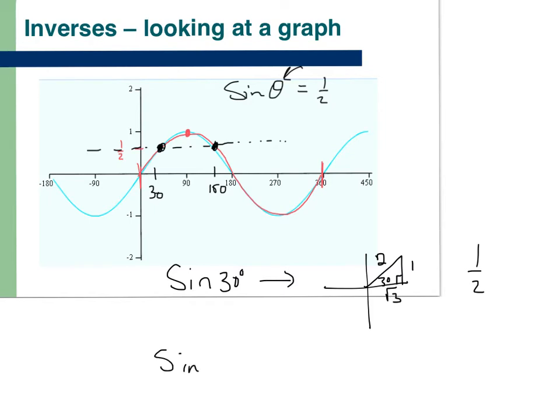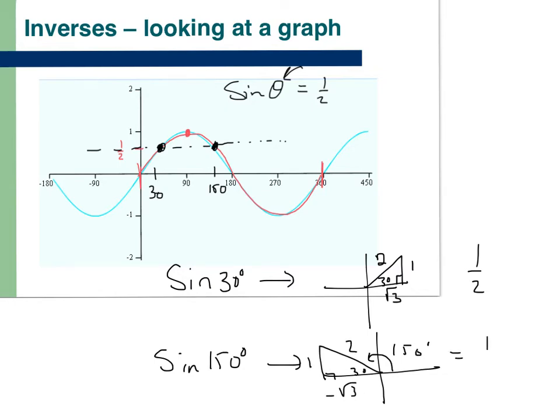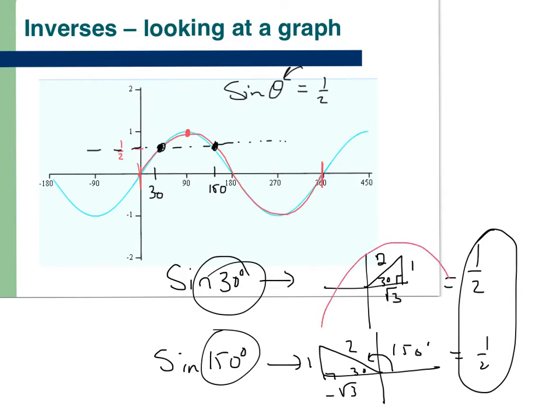If I did sine of 150 degrees, that's 150 degrees, so my reference angle is 30. That's 1, 2, and negative √3, but sine is going to equal 1/2. So notice there are 2 angle measurements that give me 1/2. What we're really going to do now is draw these pictures and work backwards to get these 2 angle measurements. That's the basic idea of what's happening.